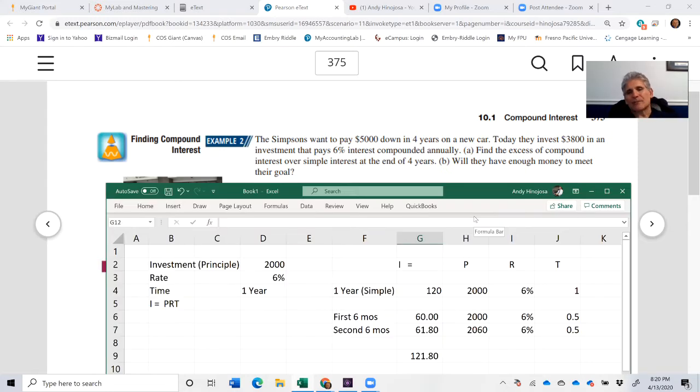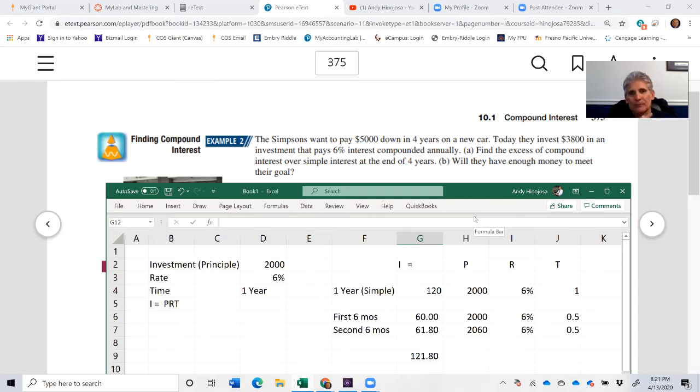The Simpsons want to buy a car in 4 years. And when they buy that car, they want to be able to put $5,000 down. Today, they invest $3,800 in an investment that pays 6% interest compounded annually. Find the excess of compound interest over simple interest at the end of 4 years. Will they have enough money to meet their goal?